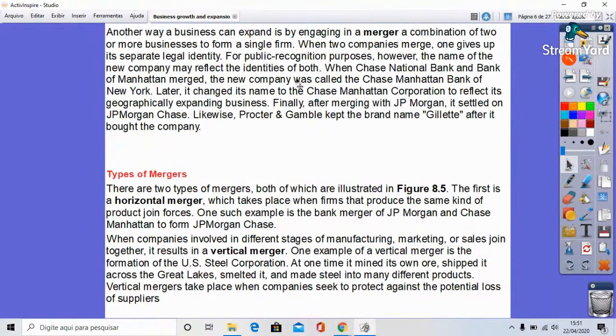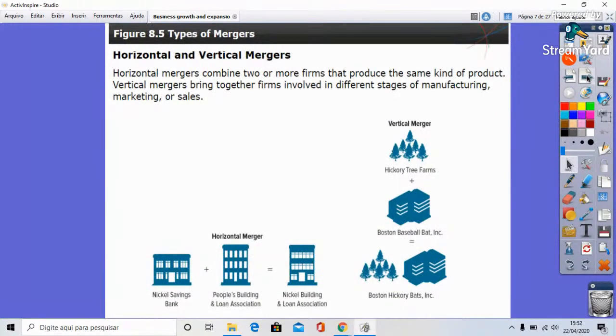So let's imagine that McDonald's and Burger King are going to merge, so they make more money. One of them needs to give up the identity legally, but for public recognition, they can keep the name. I don't know, Mac Burger. Then they have a piece of each name. And we have two types of merger. Okay, we have what we call a horizontal merger, and we have what's a vertical merger. Let's see how this works.